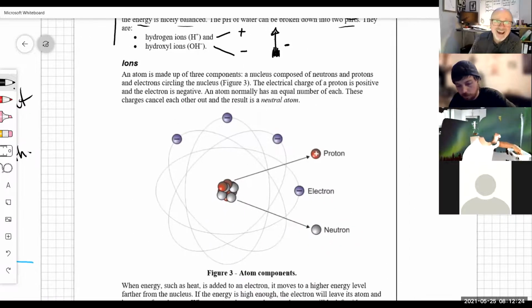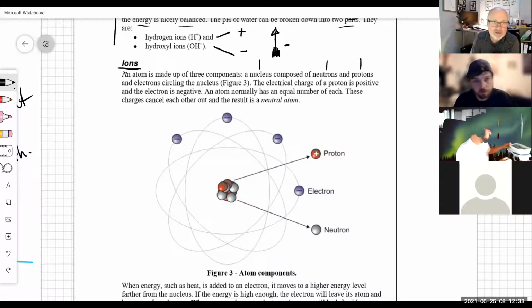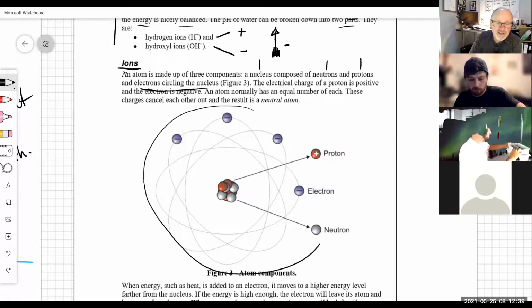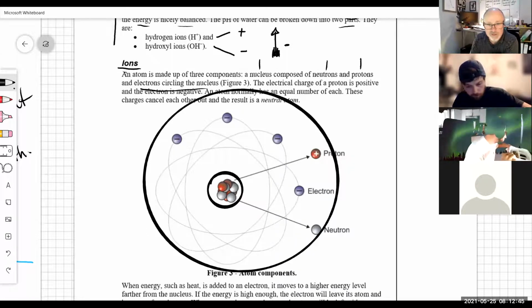So these ions, they start talking about atoms, and they're made up of 3 components: a nucleus, neutrons, and protons. And these electrons circling the nucleus, you see how the electrons are circling this nucleus here, where the protons and neutrons are.